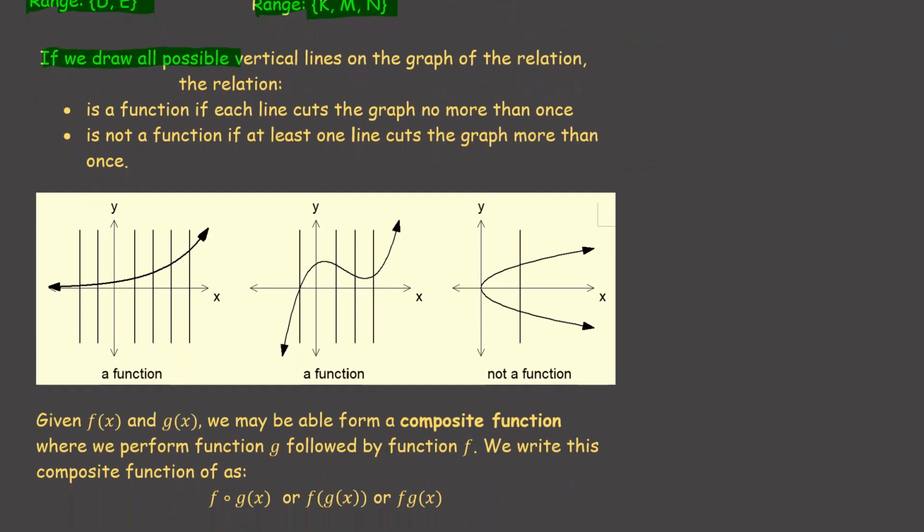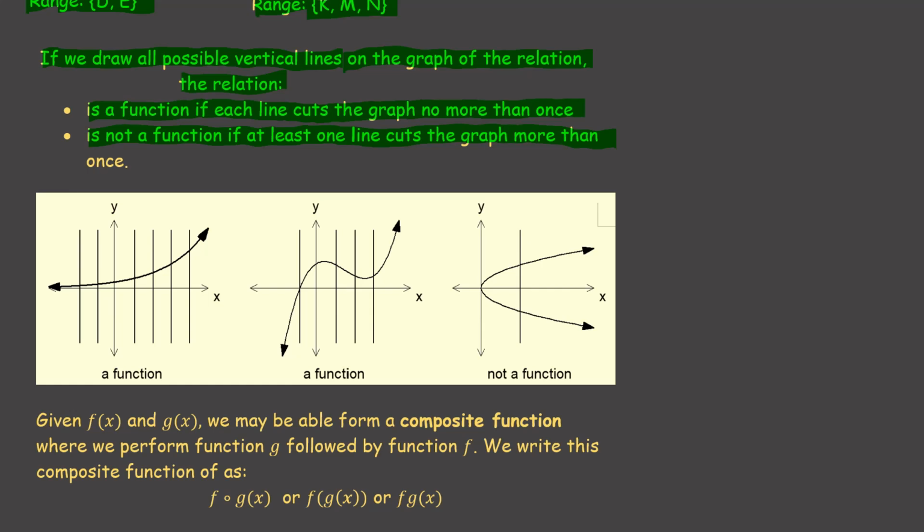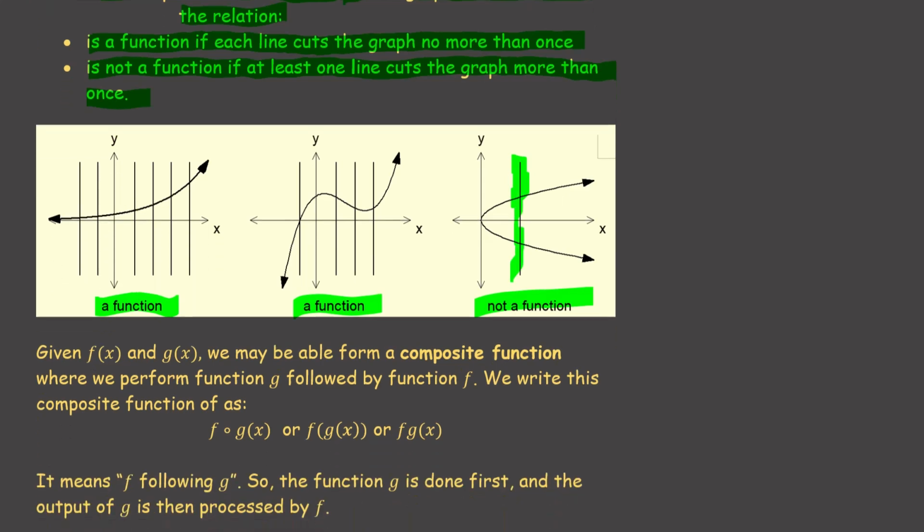If we draw all possible vertical lines, we mentioned that, the vertical line test, on the graph of the relation, it is a function if each line cuts the graph no more than once, and is not a function if at least one line cuts the graph more than once. So we can see here we have a function because any vertical line just cuts once. This one's a function, it's a many-to-one in this case, but it's still any vertical line cuts just once. This one's not a function because this vertical line cuts the graph twice.